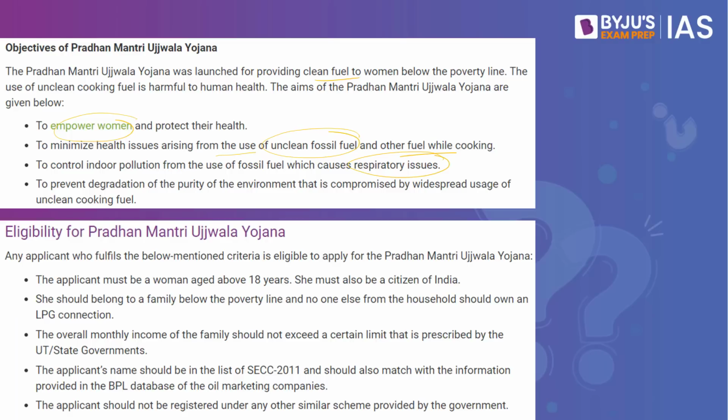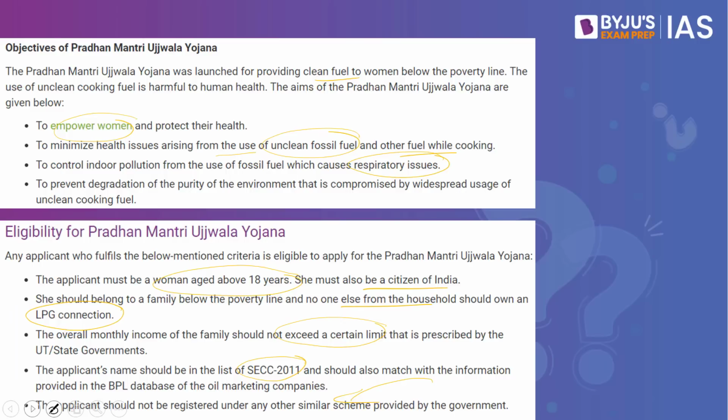What is the eligibility for the Pradhan Mantri Ujjwala Yojana? The applicant must be a woman aged above 18 years. She must also be a citizen of India. She should belong to a family below the poverty line, and no one else from the household should own an LPG connection. The overall monthly income of the family should not exceed a certain limit prescribed by the union territory or the state government. The applicant's name should be in the list of SECC 2011. The applicant should not be registered under any other similar scheme provided by the government. If they are able to meet all the established criteria, that is when they would get the benefits under the Pradhan Mantri Ujjwala Yojana.